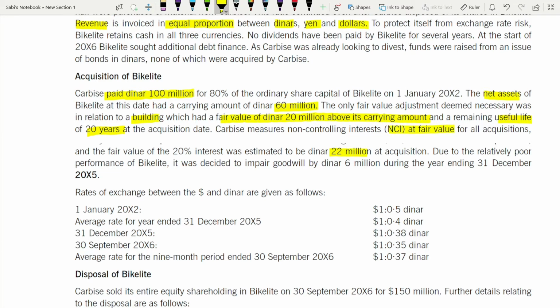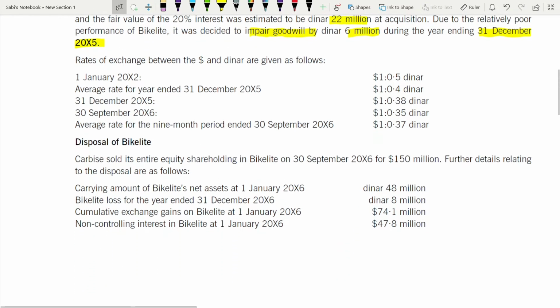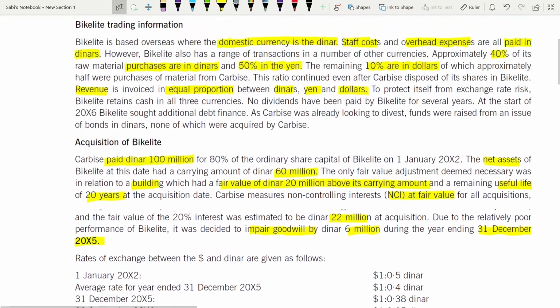Due to the relatively poor performance of Bakelite, it was decided to impair goodwill by dinar 6 million during the year ended 31st December 2005. From 1st of January 2002 to 31st December 2005, so many years in between there. Rates of exchange have been given to you: if it is 1st of January, it is $1 equals 0.5 dinar, like that. The average rate for the 9-month period is given. Now the disposal part I'm not taking, that is for part C, so let's keep it for part C. But goodwill we can take.